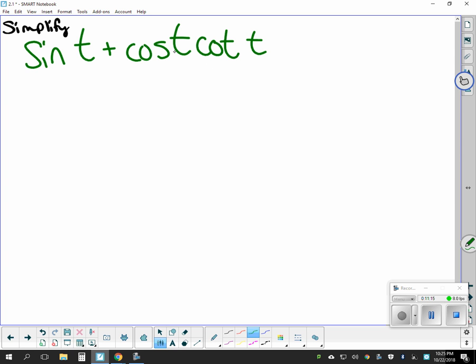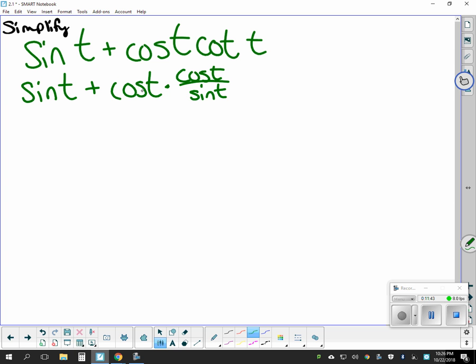we're not going to be able to make these all the same. It's not going to be as easy to make them all one trig function as it was in the last problem. So instead, let's just try to get them into sines and cosines. So this is already a sine. This is already a cosine, but cotangent, we can go ahead and change that. It is cosine over sine.